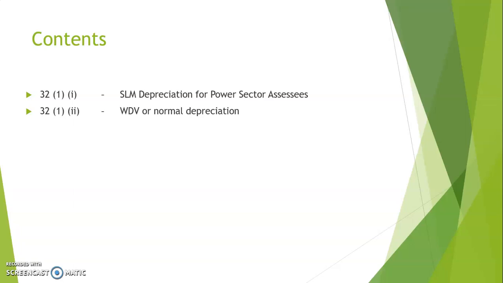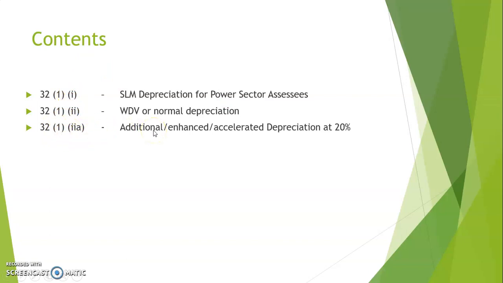This is your basic depreciation: SLM for power sector assessees only, and WDV or normal depreciation, which is applicable for all kinds of assessees. Even power sector assessees can take WDV. It's actually their option whether they want to take WDV or SLM. Now after WDV we have the additional depreciation that I talked about, the second category. These two are the first category of basic depreciation.